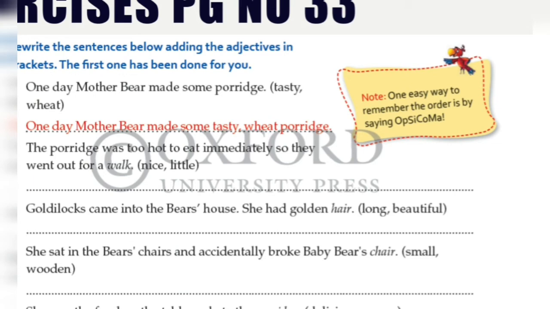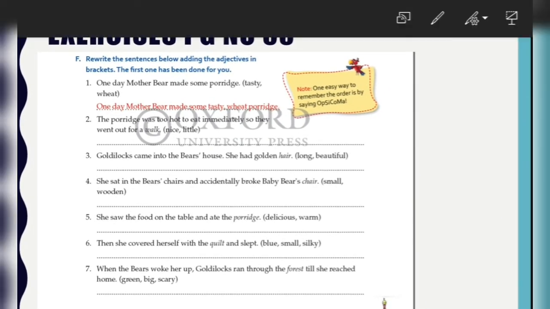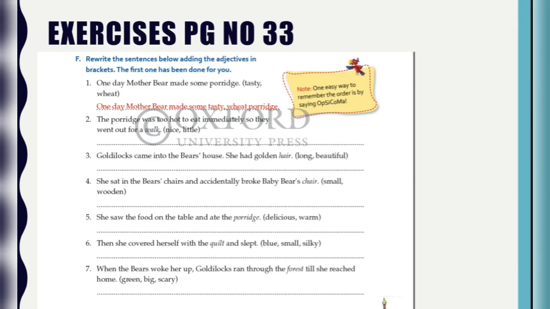Second one, the porridge was too hot to eat immediately, so they went out for a walk. Now here you have to use nice and little. Here again nice is an opinion and little is related to size. So first you will use nice and then you will use little. So our answer will be: the porridge was too hot to eat immediately, so they went out for a nice little walk.